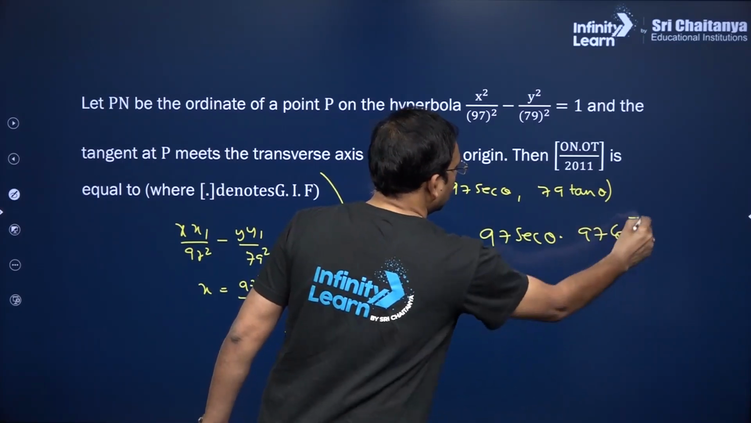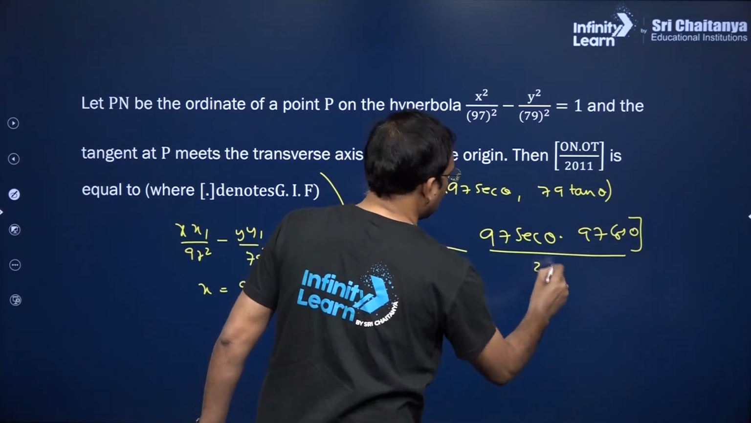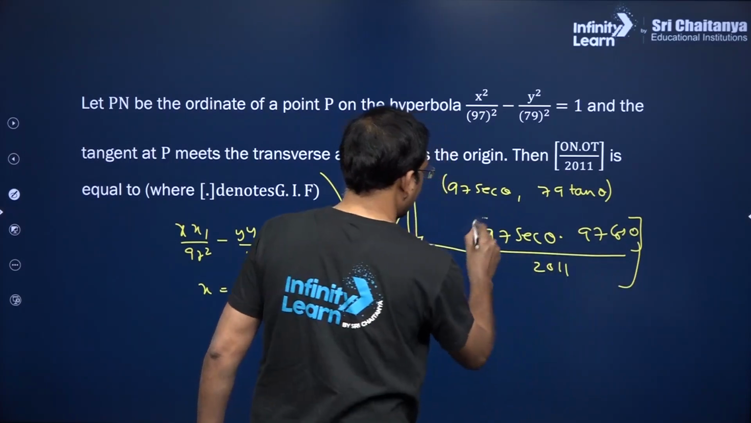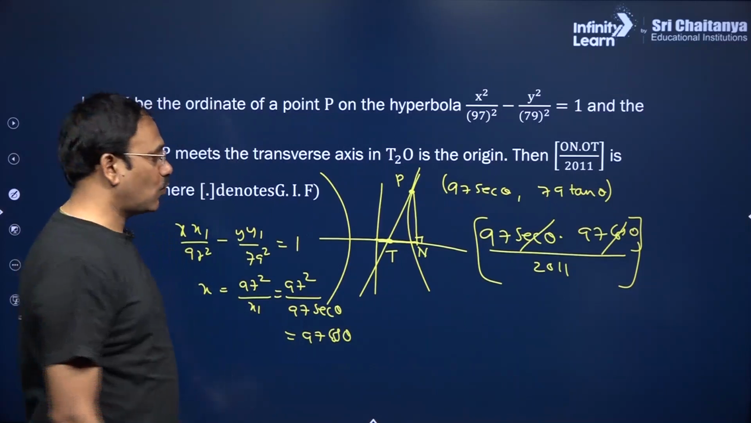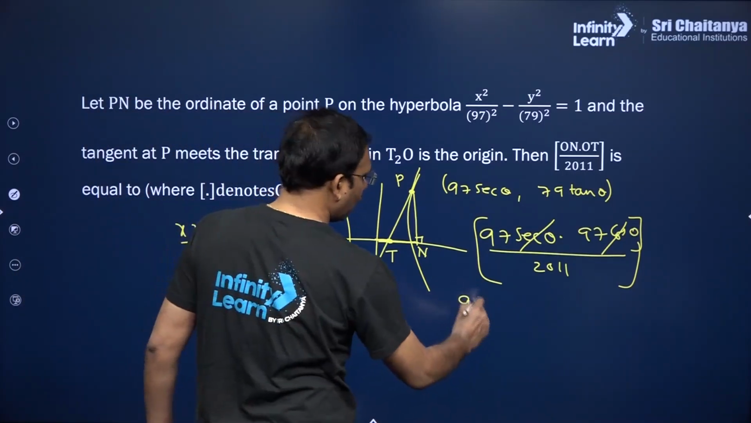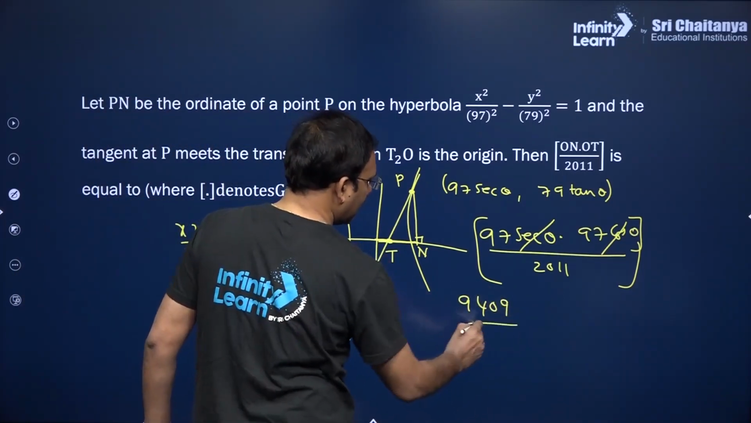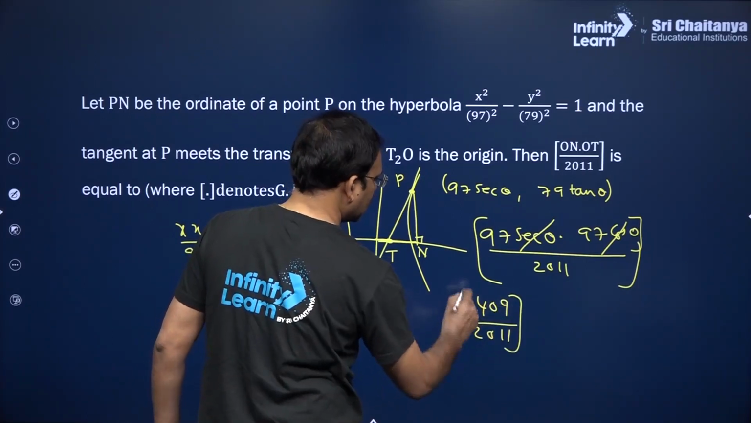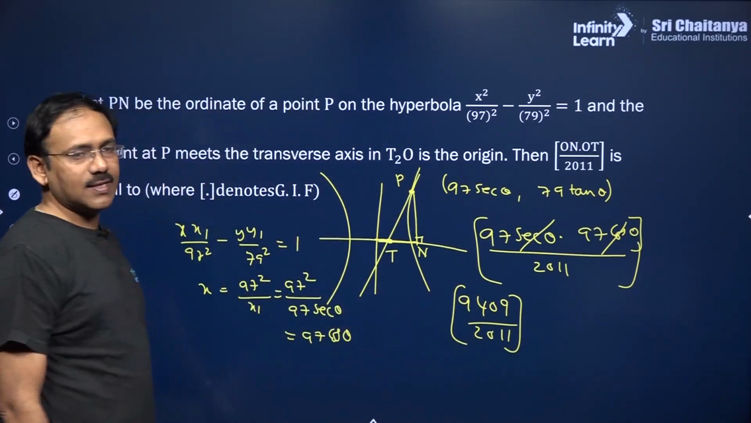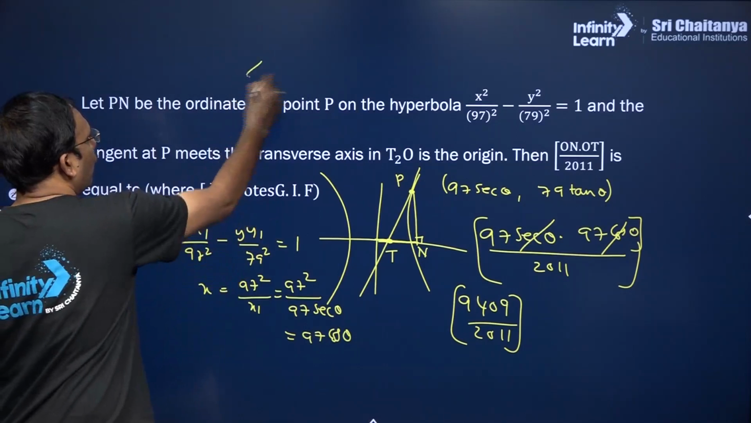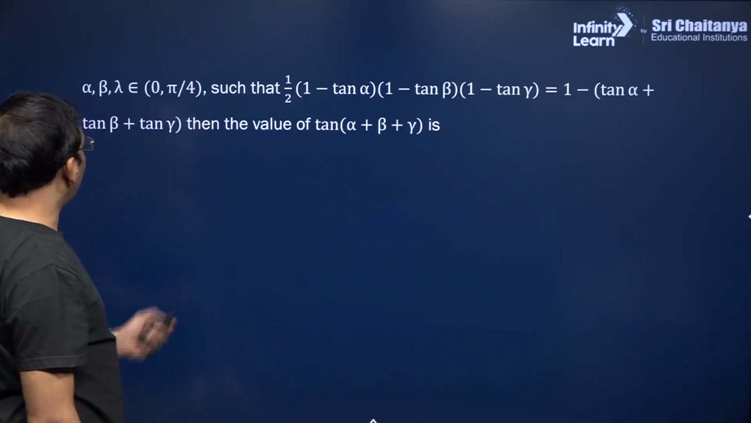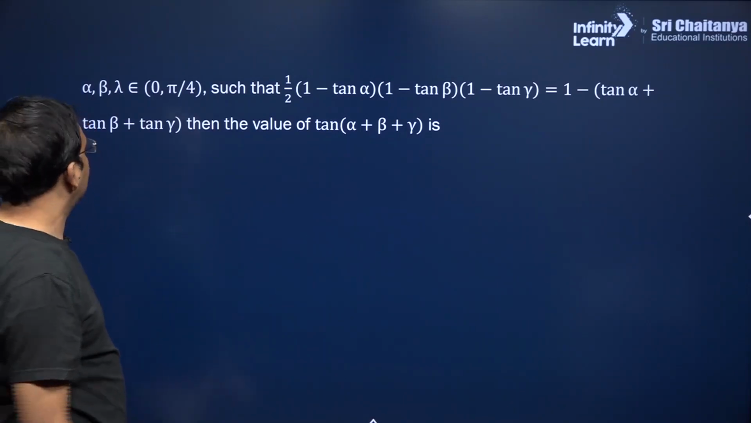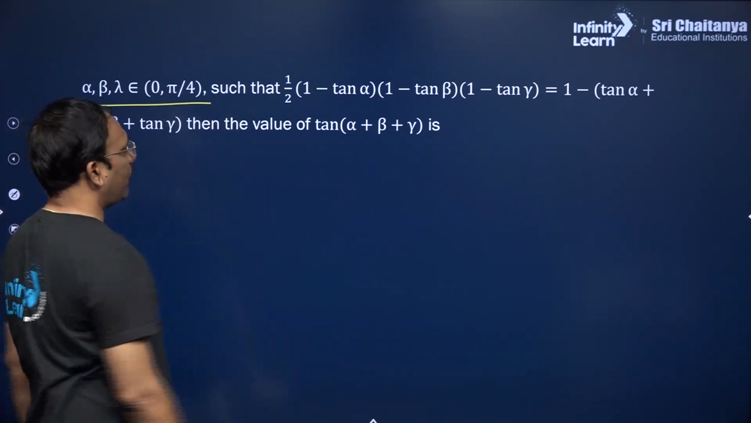So the product of these two, these two get cancelled, 97 square is 9409 by 2011, which is 4 point something, and hence the step is going to be 4, my dear friends. That's all. Next question: alpha, beta, gamma are 3 angles in 0 to pi by 4.